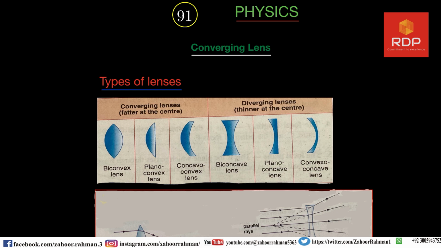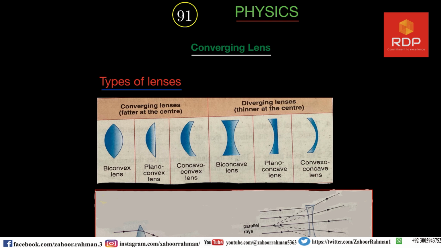This is the 91st lecture of physics, and in today's lecture we are going to start a new chapter with the name of Converging Lens. Dear learners, optics is a very important field of physics, and this is in continuation of the previous few topics.